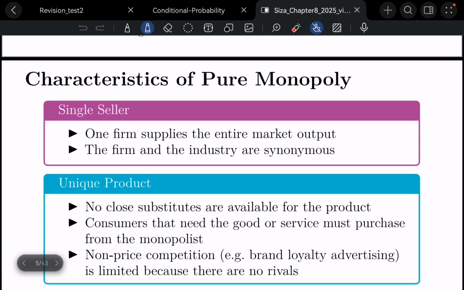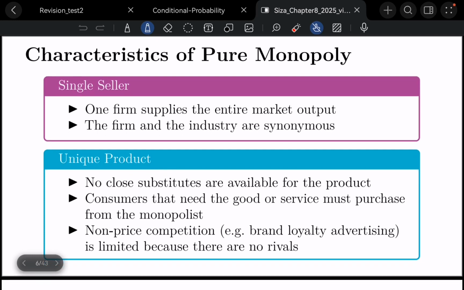So now specifically regarding pure monopoly, we have to remember that there's only one firm that will supply the entire market, and because there's one firm supplying the entire market, that would mean that the firm and the industry are exactly the same thing. So the firm and the industry are synonymous, and this becomes very important when we get to monopoly demand as well. You find that there will also be a unique product, so there's no substitute for this product. And when consumers need this product and want to buy this product, they have to buy it from the monopolist.